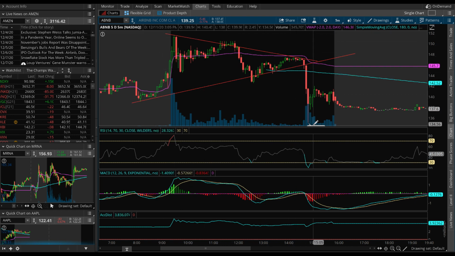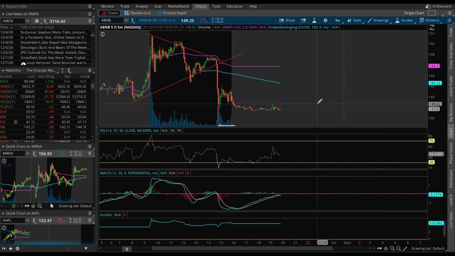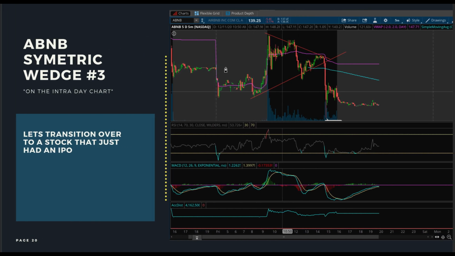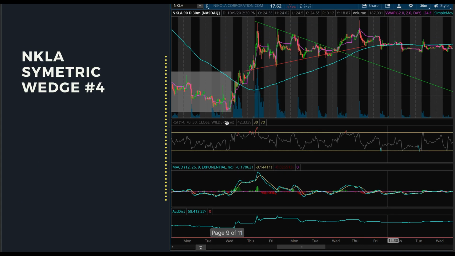Guys, if I sound like a broken record, it's because I mean to. It's important that you nail the characteristics, because too many people focus on the pattern, the drawing, not what's actually making the pattern work. And that's what separates the good from the best. So let's get into the next example here.